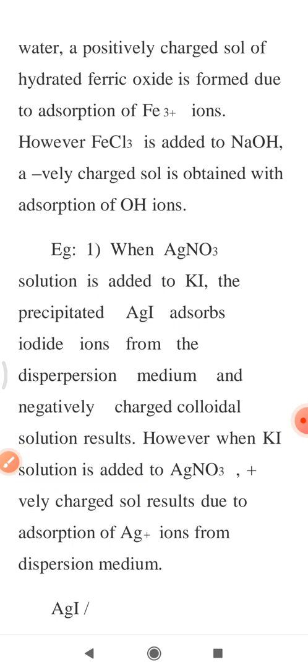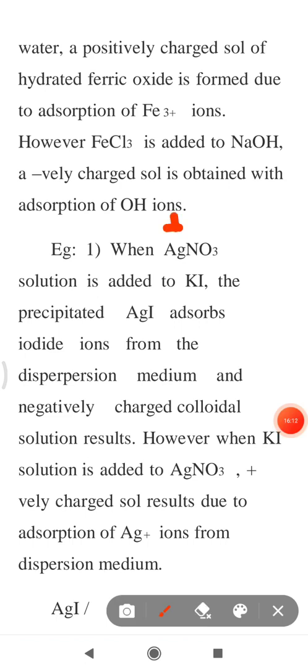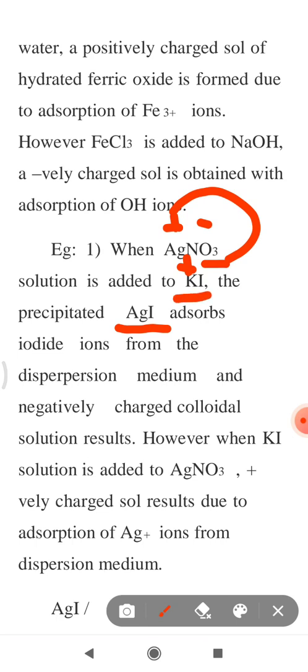So when we add AgNO3 solution to KI, what happens? There will be a precipitation of AgI, right? Because Ag is plus, NO3 is minus, K is plus, I is minus. So Ag will react with I to give AgI precipitate, which will adsorb the iodide ions from the dispersion medium, which is nothing but potassium iodide, and thus a negatively charged colloidal solution will be formed. However, when KI is added to the solution of AgNO3, a positively charged sol results due to the adsorption of Ag plus ions from the dispersion medium.